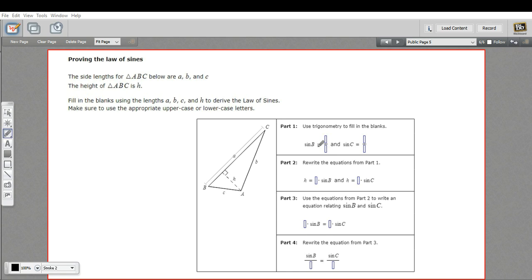So in part one here, it says sine B is what and sine C is what. So in the context of these smaller triangles, here's B, that's the angle. In this little right triangle, we can say that the sine of B is the opposite over the hypotenuse. And here that would be H over C. So sine of B equals H over C.